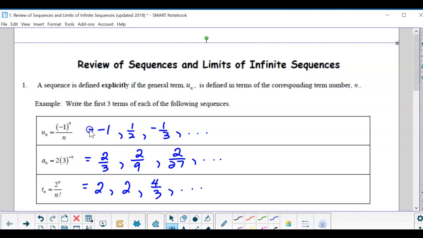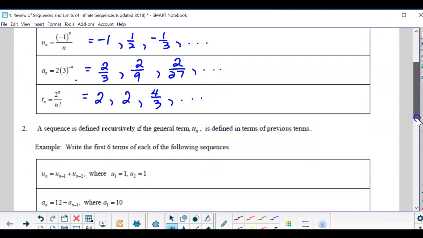Okay, so those are some sequences. They are not arithmetic. Geometric, this middle one would be, you keep multiplying by 1/3. But the other ones are not either of those, but they're still sequences.